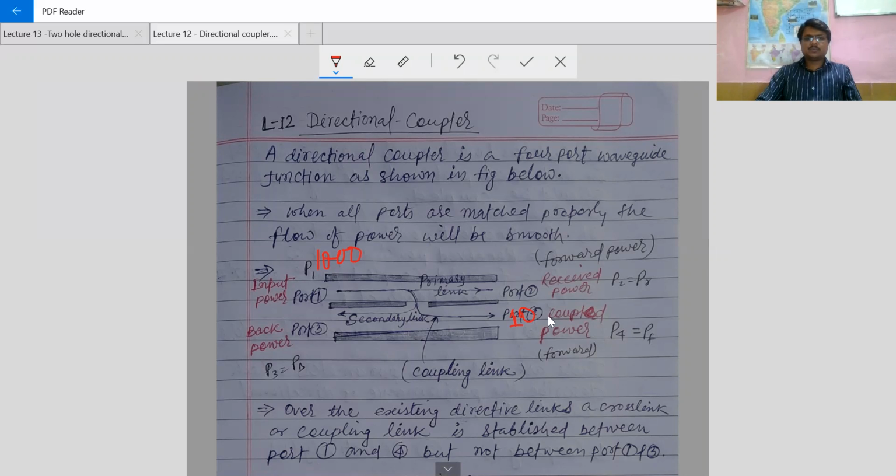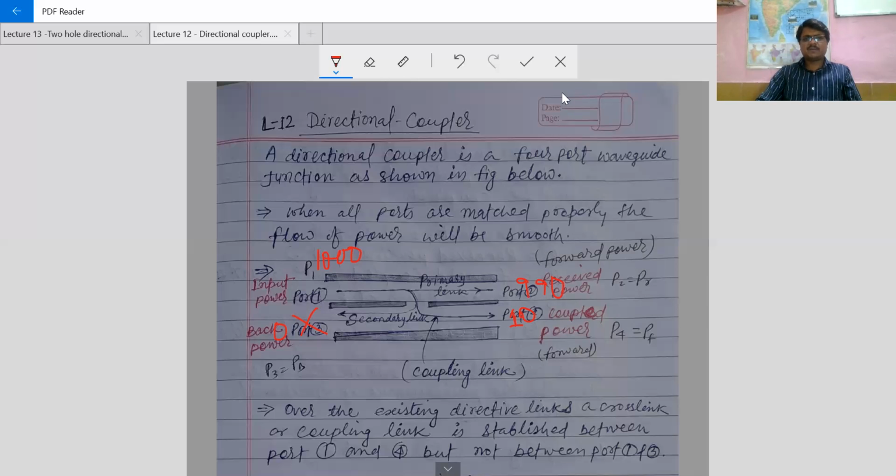And these are two ports, port 2 and port 3. So if 1,000 watt power is given from port 1 and 10 watt power is obtained at port 4, then the rest of the power will go to port 2 because there will be no power at port 3, because this back power should be 0 in a directional coupler. Ideally it should be 0. So if this is 0, then 990 watt will go to port 2. Okay, so this is the application of the directional coupler.